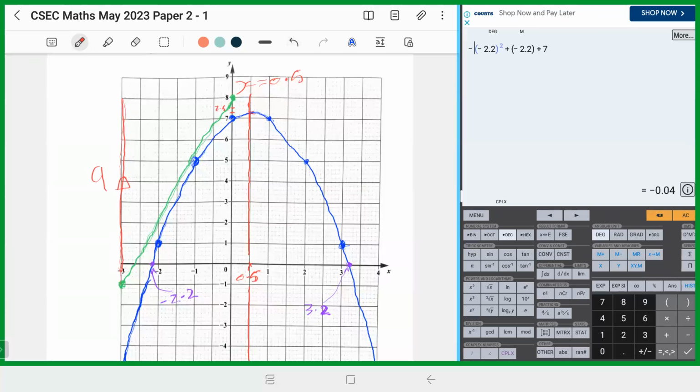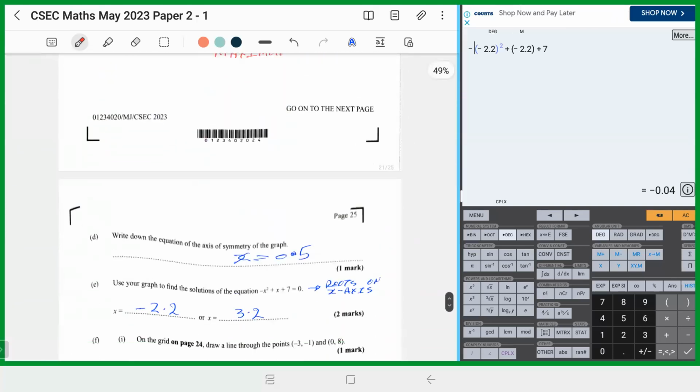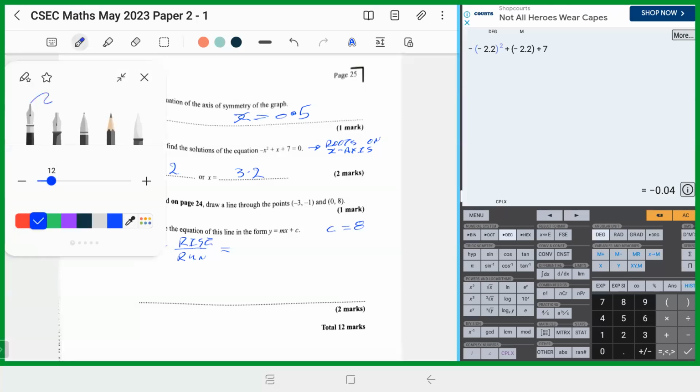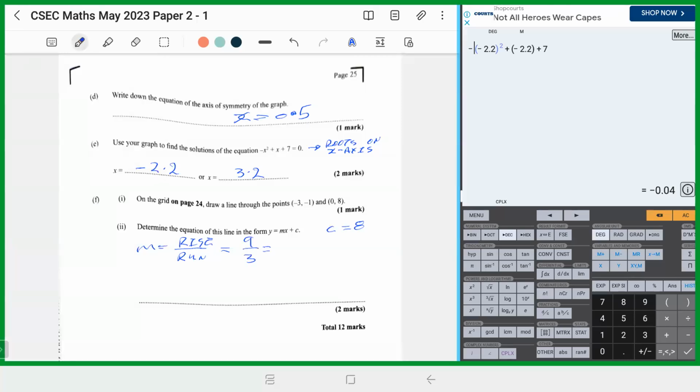9. And this is a run. From here is a run. The run is 3. That's it. This is 3 units. The run is 3. So it's 9 over 3. So rise 9, run 3. 9 over 3, which is 3. So the equation therefore is y equals 3x plus 8.